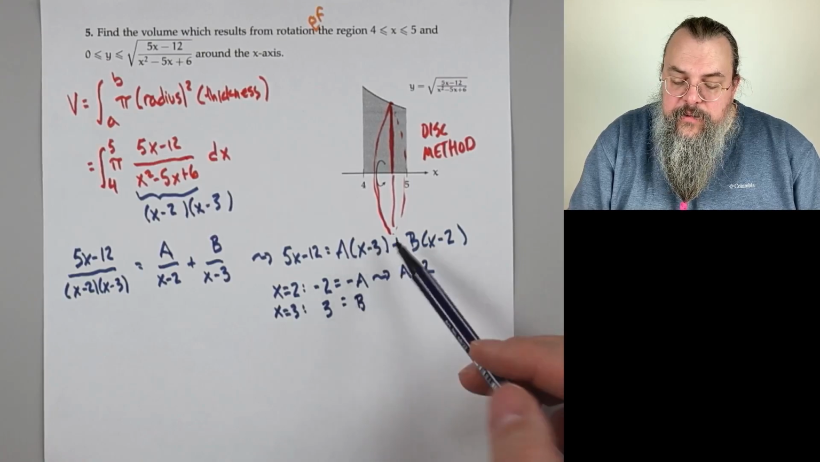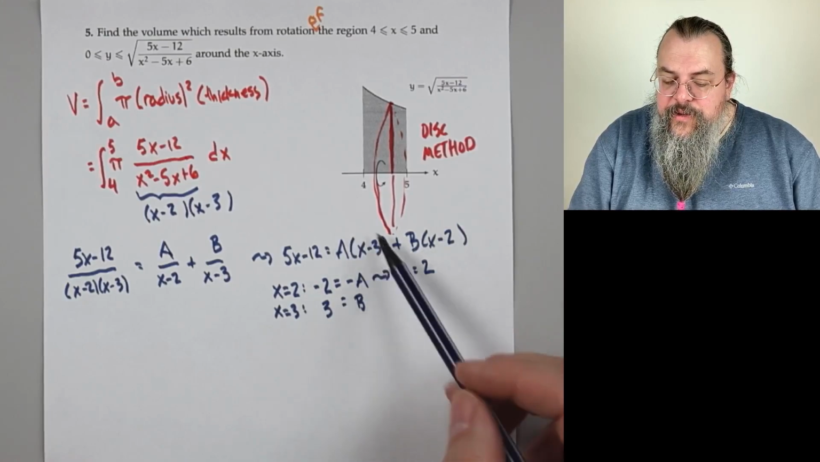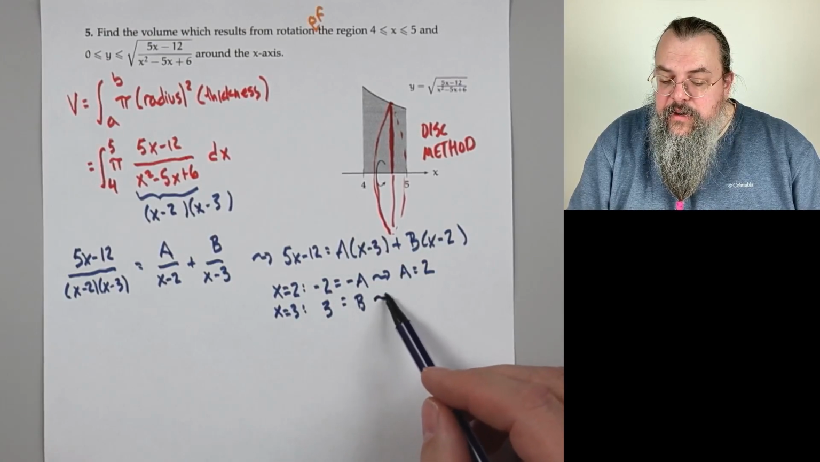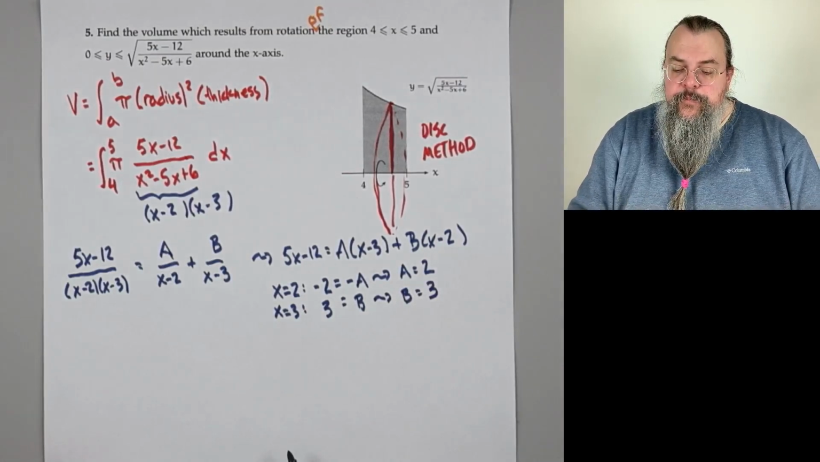And notice that, of course, we didn't say it out loud. When you plug in x equals 2, that goes away. When you plug in x equals 3, that goes away. And so they say, great. So b is equal to 3.